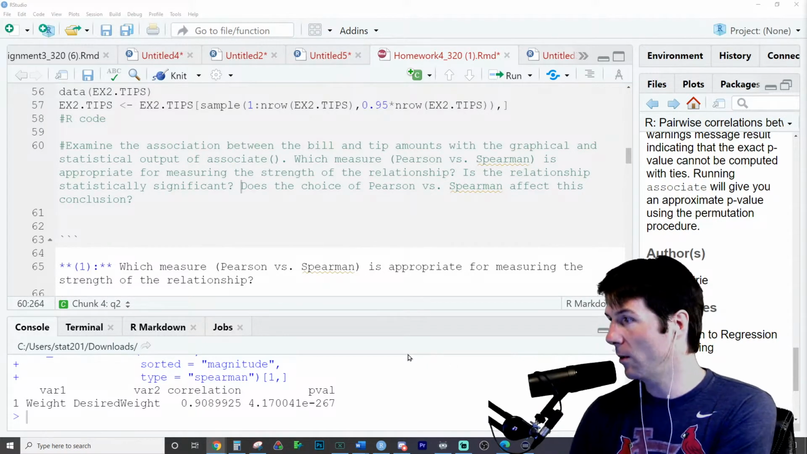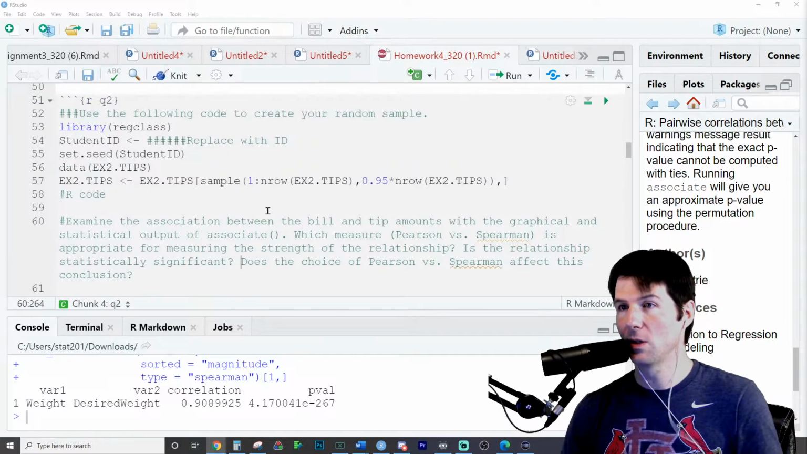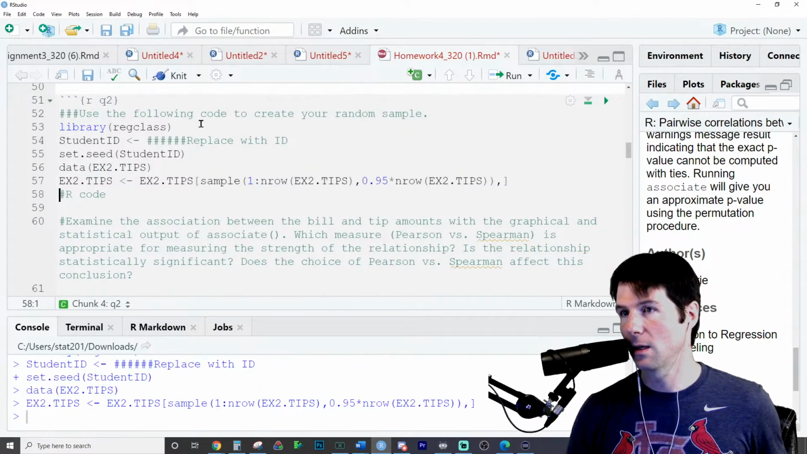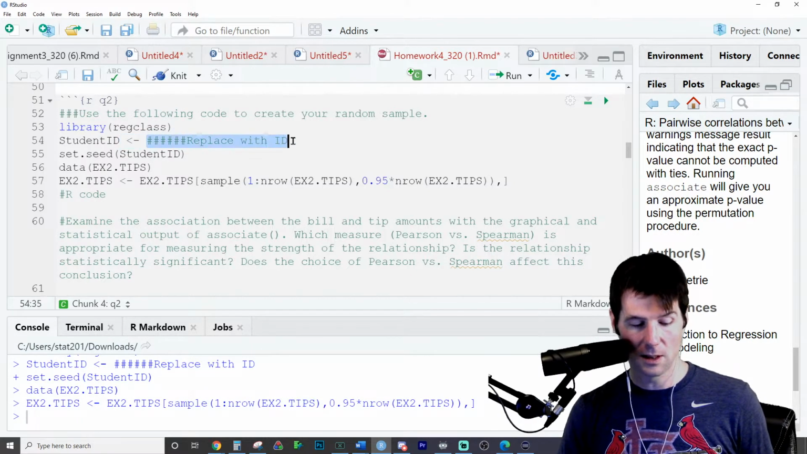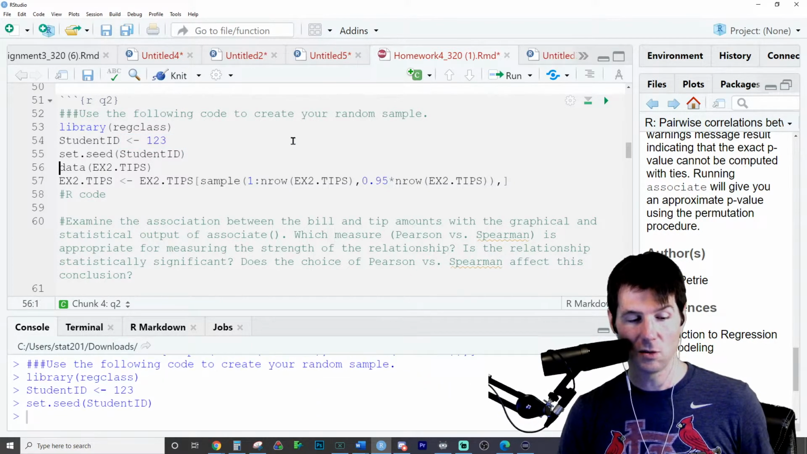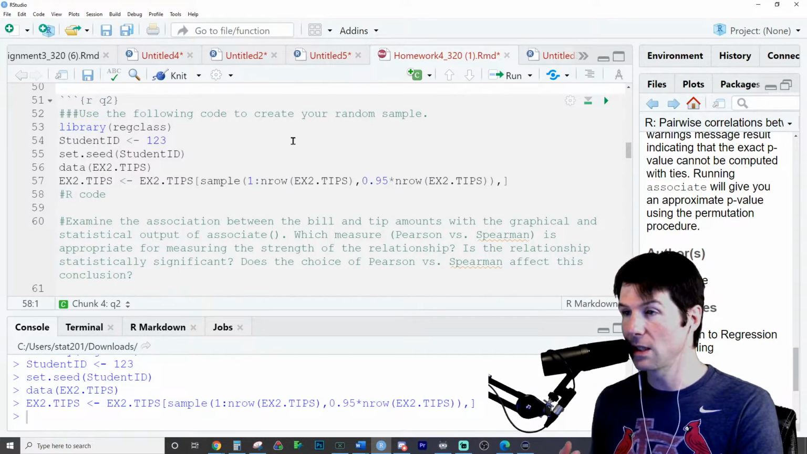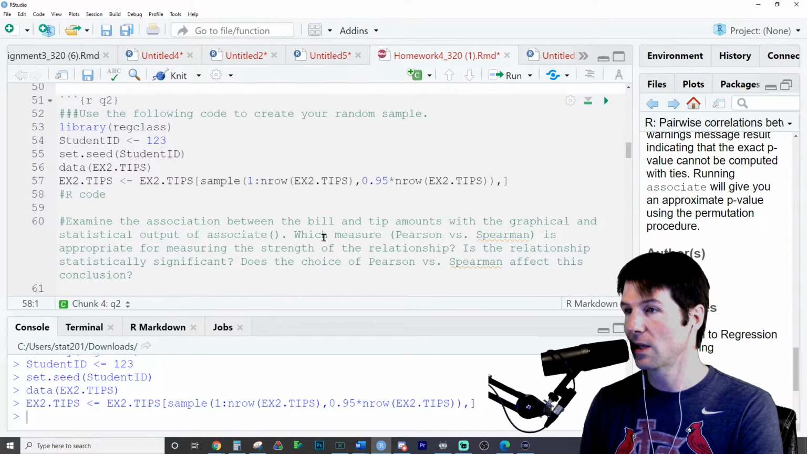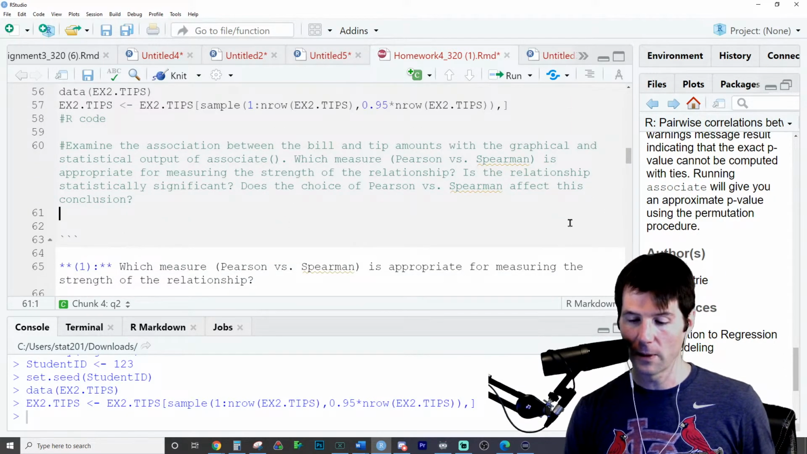Okay, so how are we going to write this out? I'm going to do a little bit of a different question right here. It wants bill and tip using the EX2 data frame. So if you run all this code right here, I need to replace this with a student ID. This is not your student ID, nor is it mine. I use 123. So we've got here just a random student ID, which is going to create a random subset for us. And let's take a look at the random subset and let's think about what we have going on.